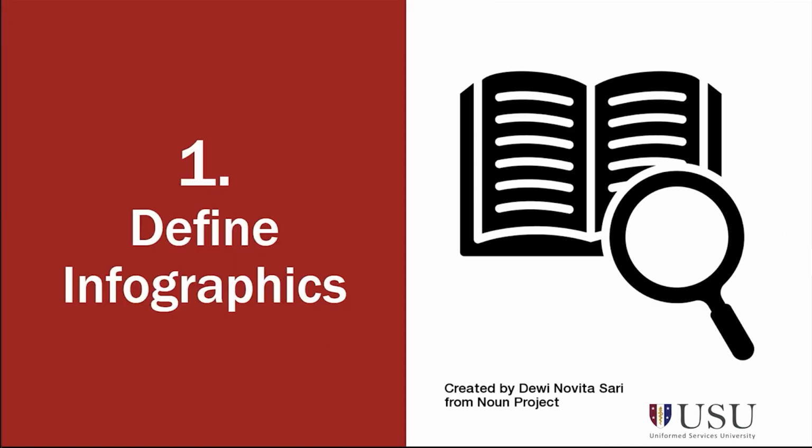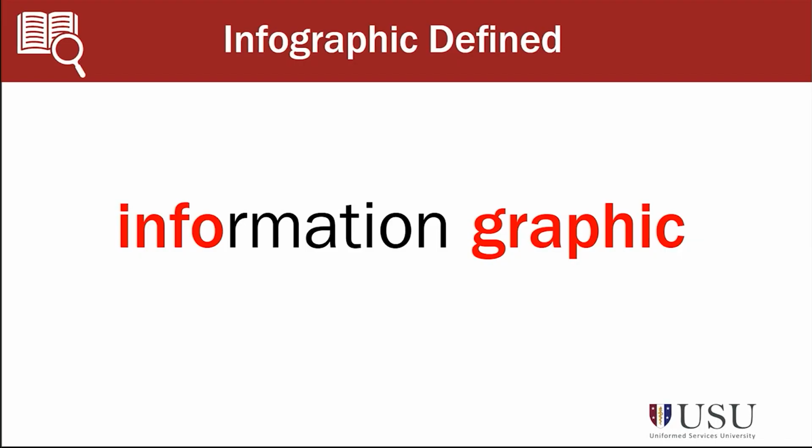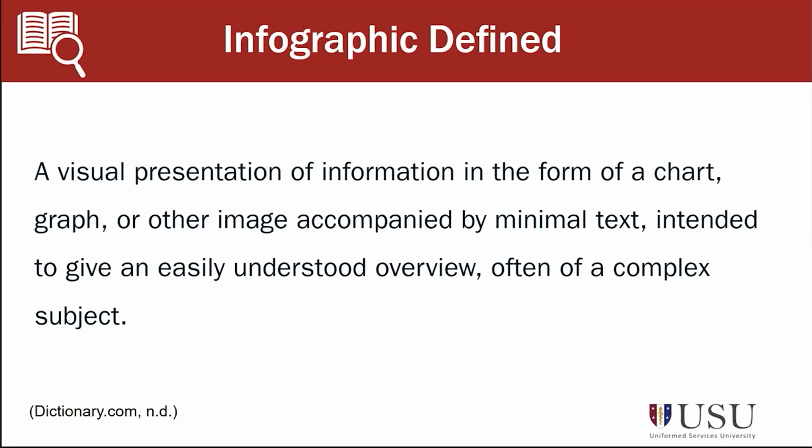Thank you, Simone. So the word infographic is basically a shortened version of information graphic. And here's a definition of it. It's a visual presentation of information in the form of a chart, graph, or other image accompanied by minimal text intended to give an easily understood overview of a complex subject. Now, this is not a universal definition, but we like to use this one because it's fairly broad.